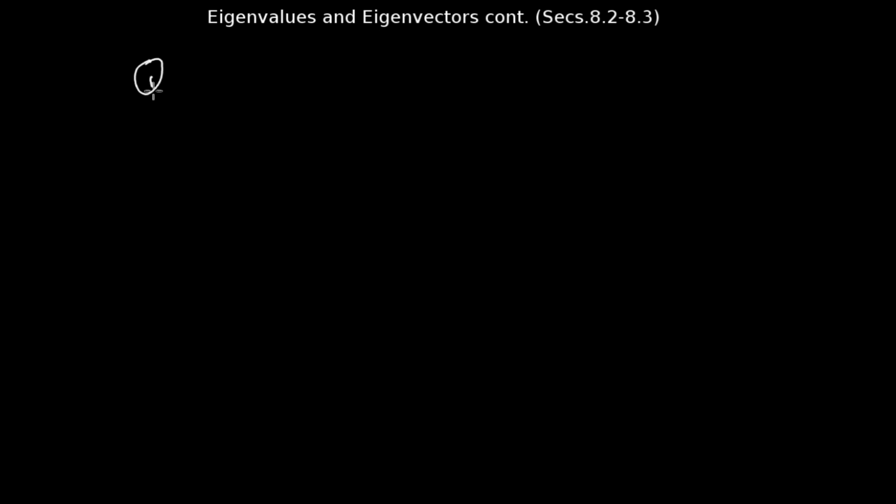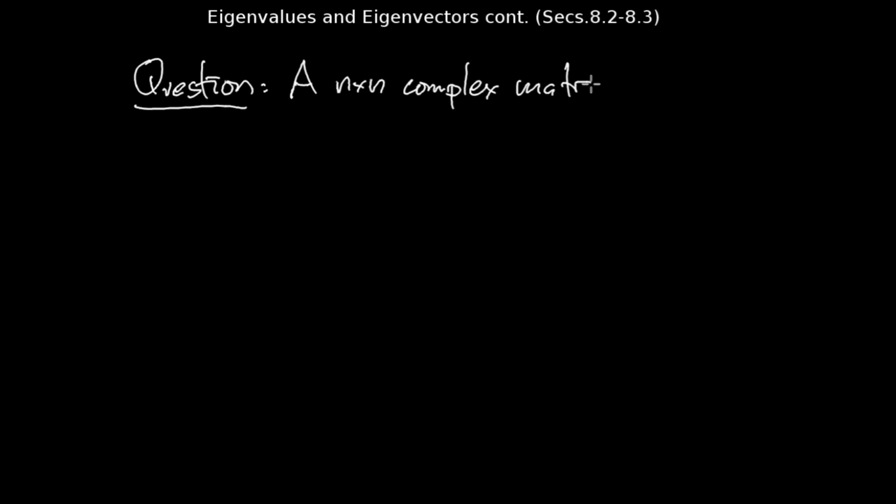Well, here's a question. Suppose A is an n by n complex matrix and lambda is an eigenvalue. Does that mean that lambda bar is an eigenvalue?